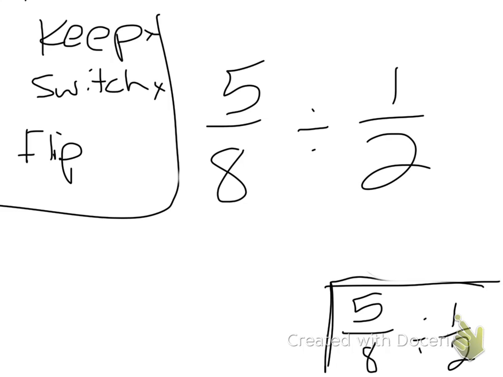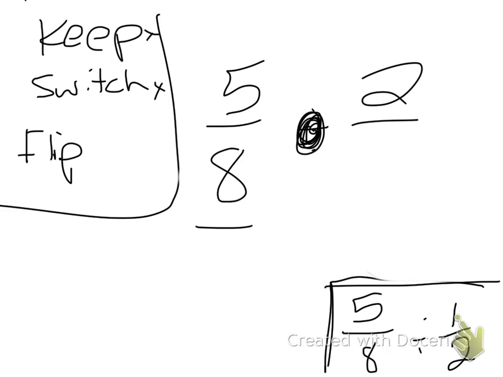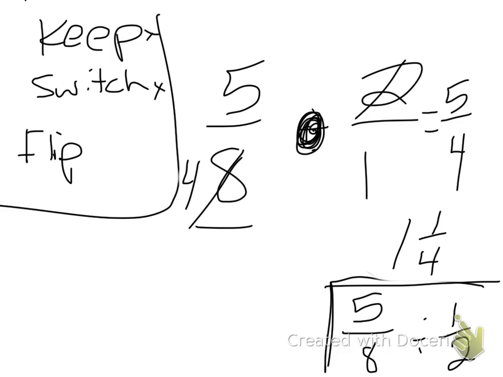Okay, so keep, switch, and flip. Keep 5/8, switch this to multiplication, and flip. We're going to flip that and make it 2/1. Now we could either get 10/8 or we could just cross out here. Divide them both by 2, and we would get 4 here. We would end up with 5/4, which is 1 1/4. So there you have it. Solve the problem we set out to solve.